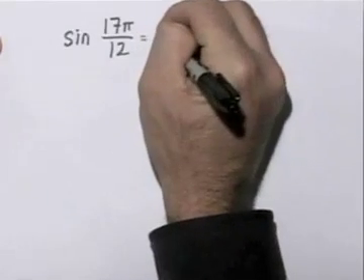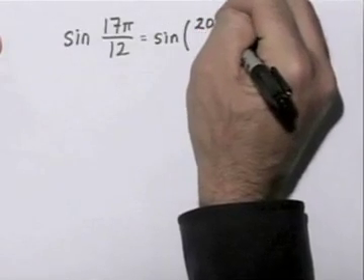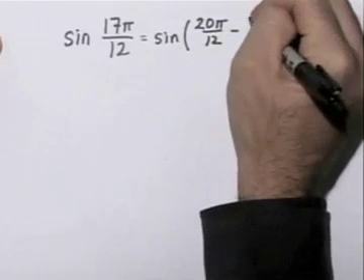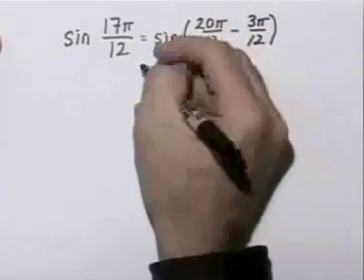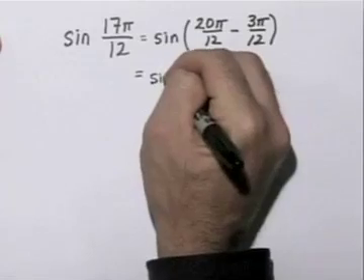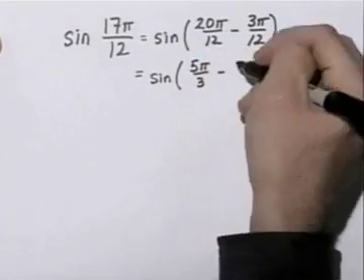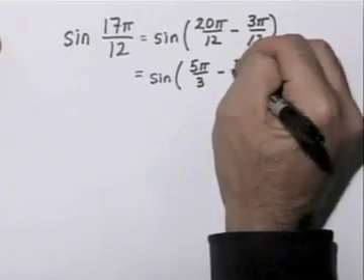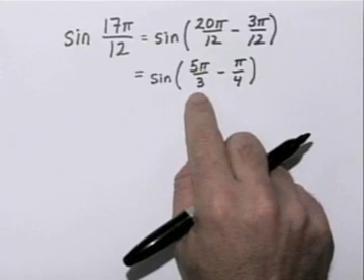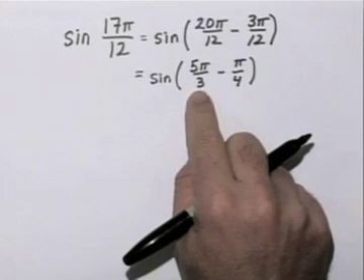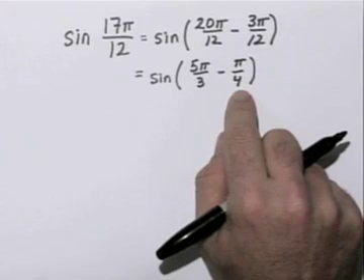For example, suppose I rewrote 17 pi over 12 as 20 pi over 12 minus 3 pi over 12. Why would I do this? Well, 20 pi over 12 is equivalent to 5 pi over 3, and 3 pi over 12 is equivalent to pi over 4. I know the exact values of the trigonometric functions of 5 pi over 3. I also know the exact values of the trigonometric functions of pi over 4.